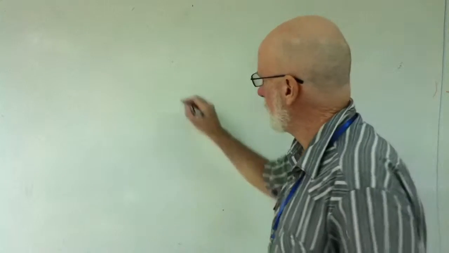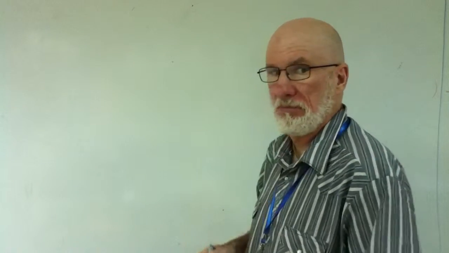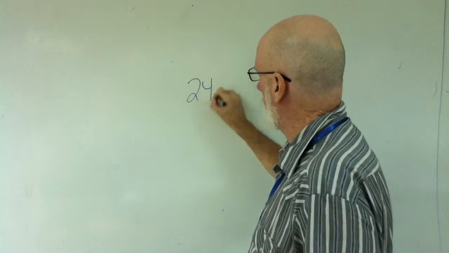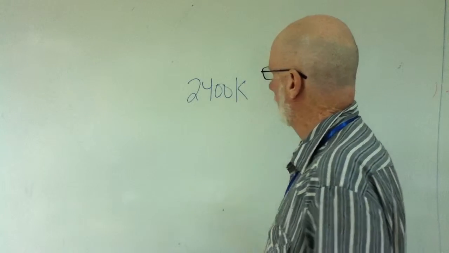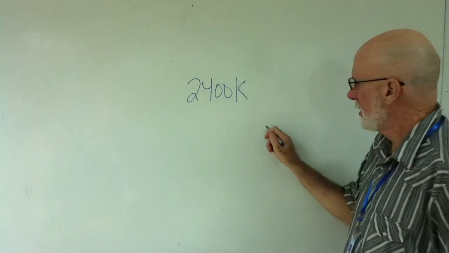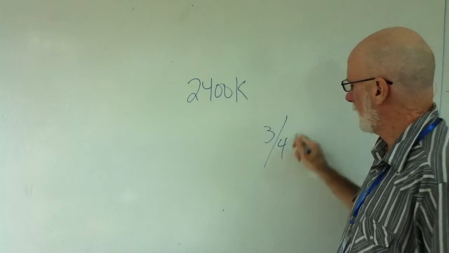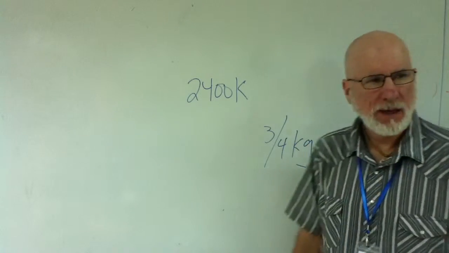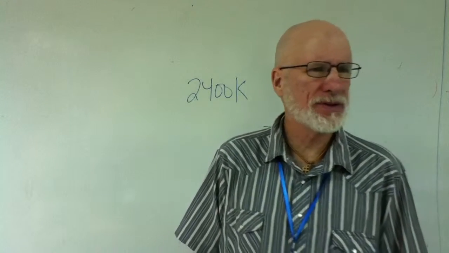How do I do that? I have 2,400 kilograms, and I have a container that holds 3/4 of a kilogram. How do I, what's the relationship? How do I interpret this?